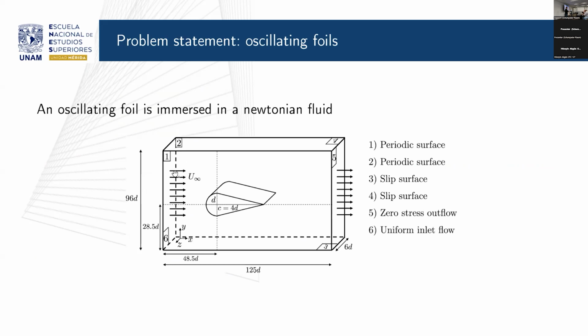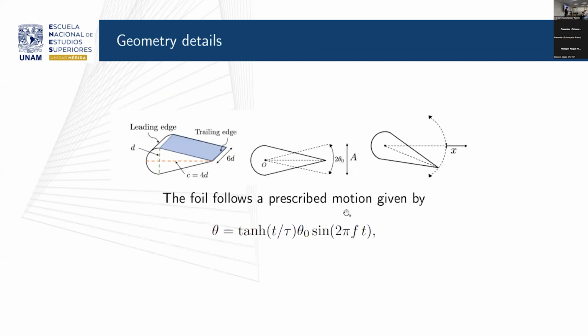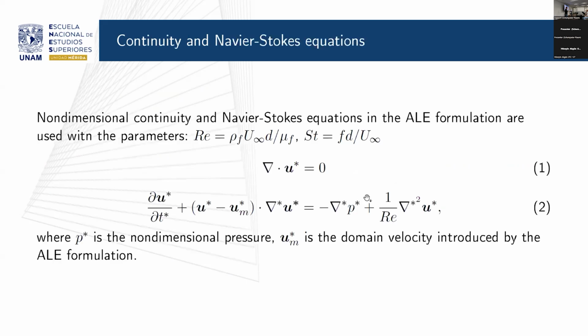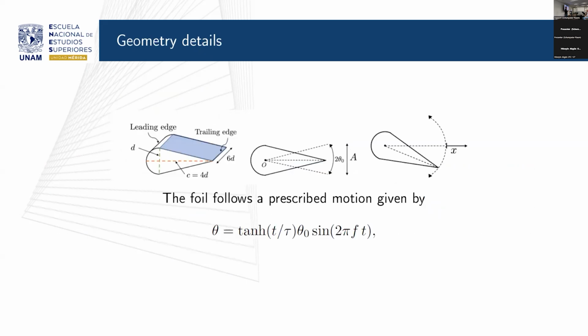The boundary conditions are indicated here. Far upstream, we have a uniform profile. We have periodic boundary conditions in the sidewalls. The other surfaces are no-slip surfaces, and for the outlet, we have a zero stress outlet. We want the foil to oscillate with a prescribed motion. The idea is to check the lift and the drag that we can get, and based on that, try to design a plunging machine or probably a vertical turbine.